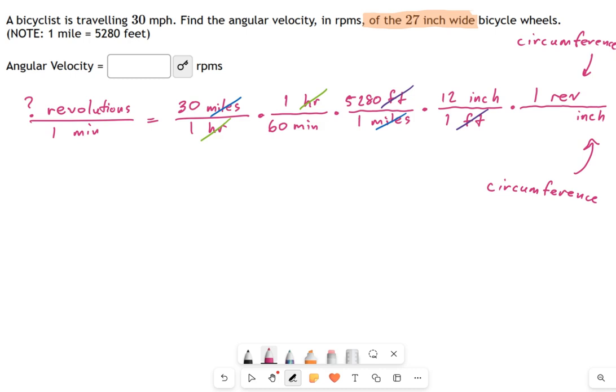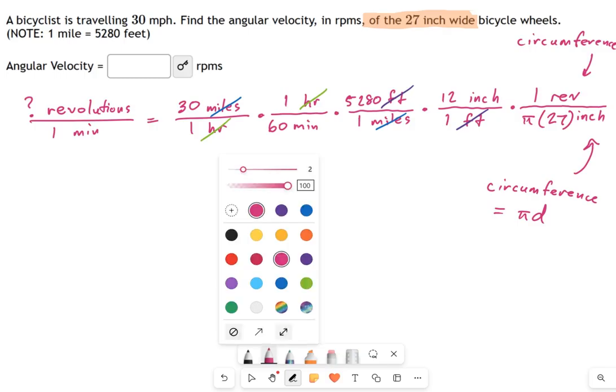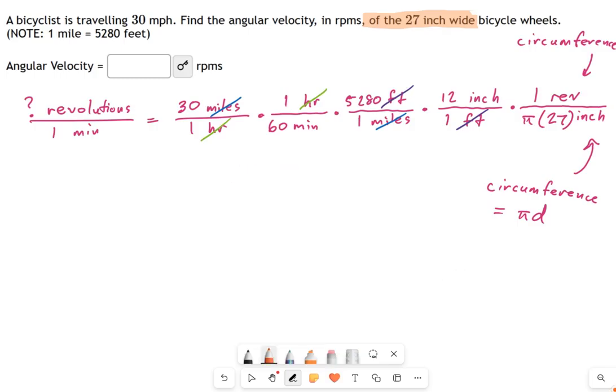Well, what you have to do is remember the formula for circumference is pi times diameter. Now, the diameter is a 27-inch wheel. So this is going to be pi times 27. And that's how many inches are in a circumference. So what's going to happen there is now finally our inches are going to cross out, and what we have left is revolutions per minute, which is exactly what our answer wants.